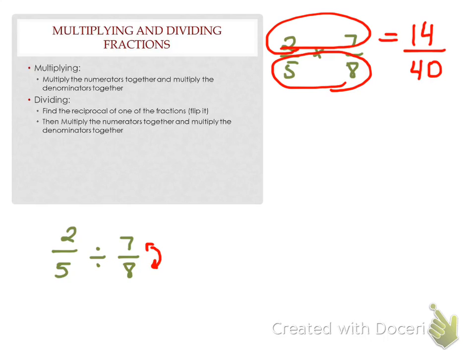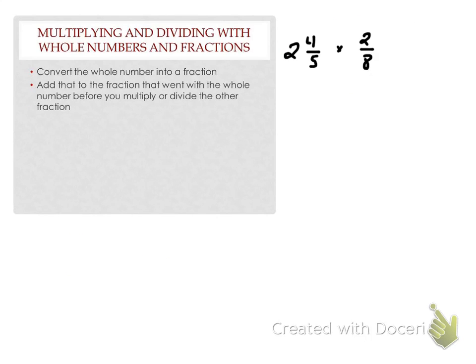There's one extra step you have to do with dividing. Before you can multiply across, you need to flip one of the fractions. I always make it the second one. I don't know why, I just think it's easier. So 2/5 divided by 7/8 is the same as saying 2/5 times 8 over 7. So 2 times 8 is 16, 7 times 5 is 35, we get 16 over 35.